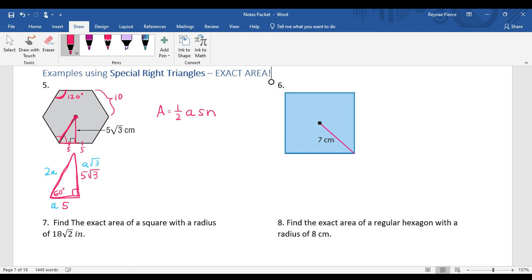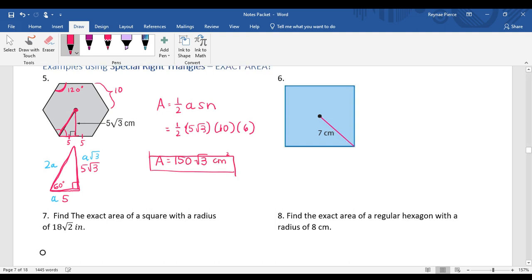1/2 a s n. Our apothem was given to us. We found our side length to be 10, and the hexagon has 6 sides. So we take 1/2 times 5 times 10 times 6, we get 150. And then we can tag on the square root of 3 at the end. Yes, you will have to know how to do these and find the exact answers.